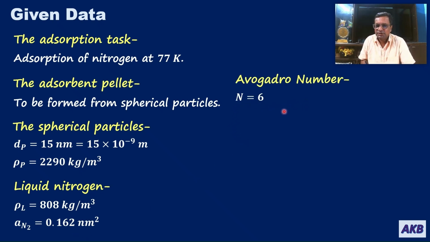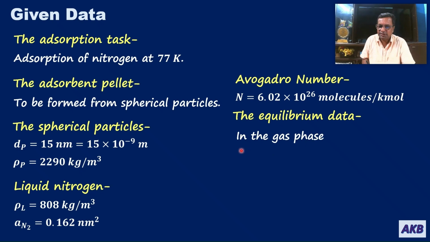Then Avogadro number is given. I will denote it by capital N. So capital N is 6.02 into 10 to the power 26 molecules per kilomole. That means each kilomole of nitrogen contains 6.02 into 10 to the power 26 molecules of nitrogen.